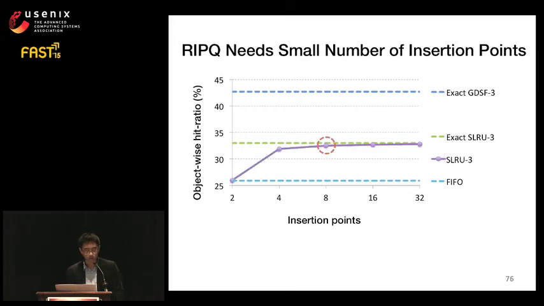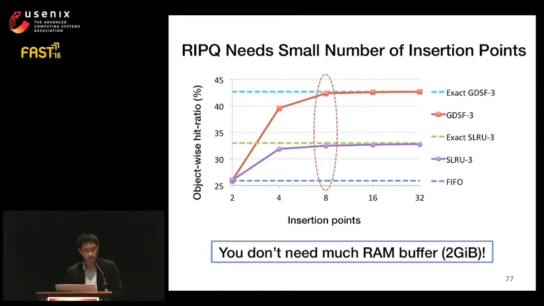So how does RIPQ approximate this segmented LRU-3 when we vary the number of insertion points? At 2 insertion points, it has the same low hit ratio as FIFO, and at 4, we see a big improvement in the hit ratio, and at 8, it's almost the exact cache hit ratio of the exact algorithm. And we see a similar pattern for the greedy dual size frequency 3 algorithm. So it turns out you don't need much RAM buffer for RIPQ after all.